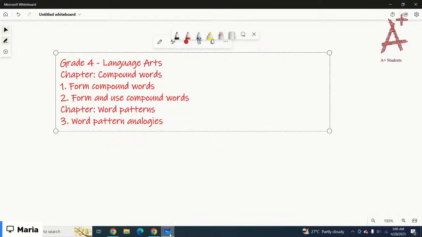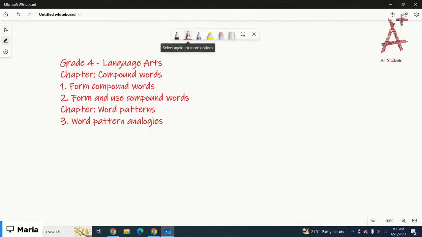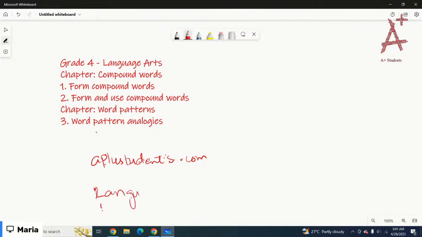We're going to start with grade 4 language arts. You can find all the lessons on aplusstudents.com. You have to log in there using your email address and password as provided by the administrator. Then you have to select language arts from the subject tab. Scroll down to grade 4, and then click on view all lessons. There you can find a list of the chapters.